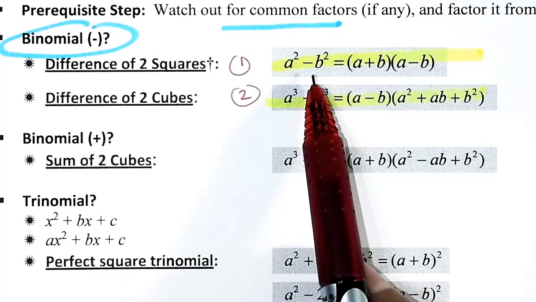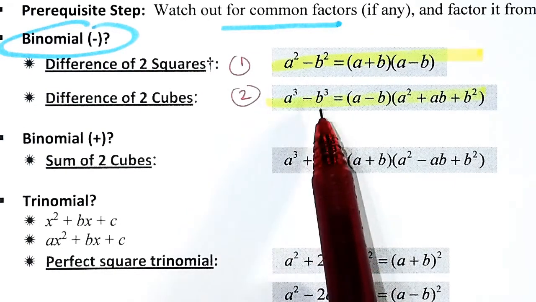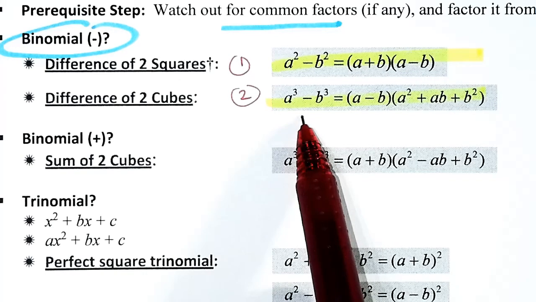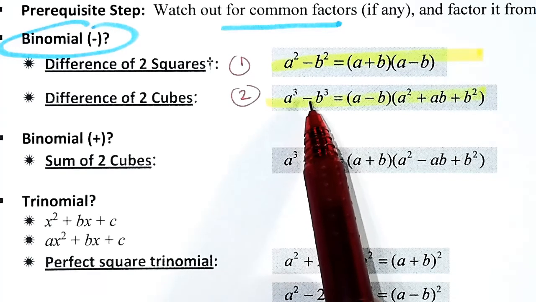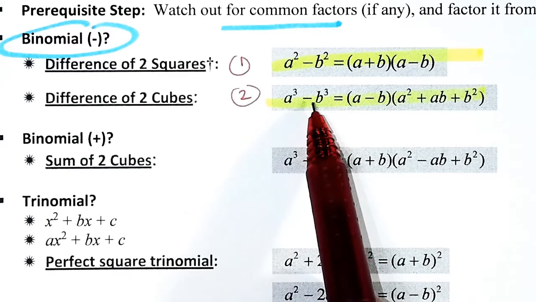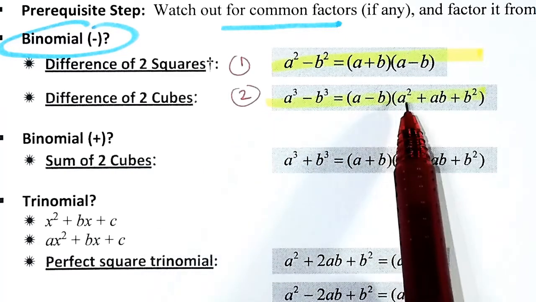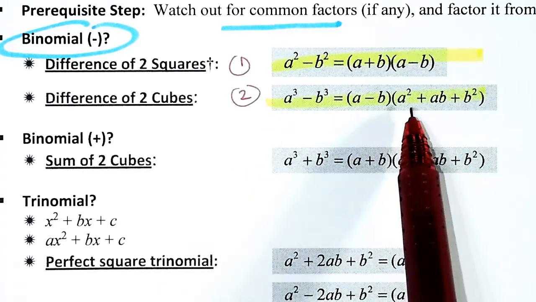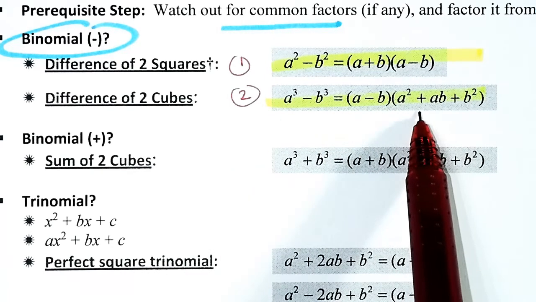Now, what if you have a binomial minus and you don't have a difference of squares? Well, check it out. If you don't have a difference of squares, then check to see if you have a difference of cubes. Why do we say difference of cubes? We say difference of cubes because we're subtracting two cubic terms. So if this is your question, this is your answer. There's no way around it. For the difference of cubes, you're just going to have to put it in the formula. There's not an easy, nice way of doing it.